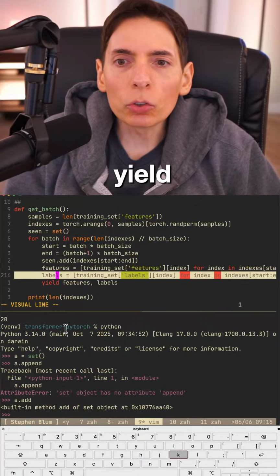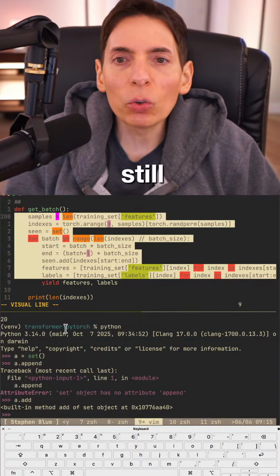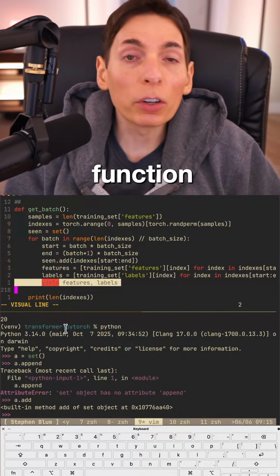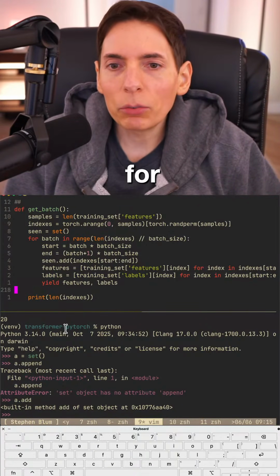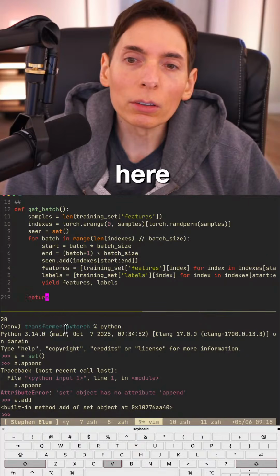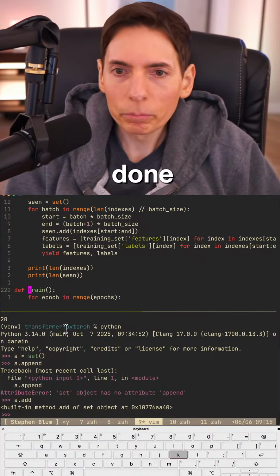It's just that yield will make sure that all the state is still available until the scope is complete, until the function itself returns. So, for example, there's an implicit return right here. So it returns and it's done.